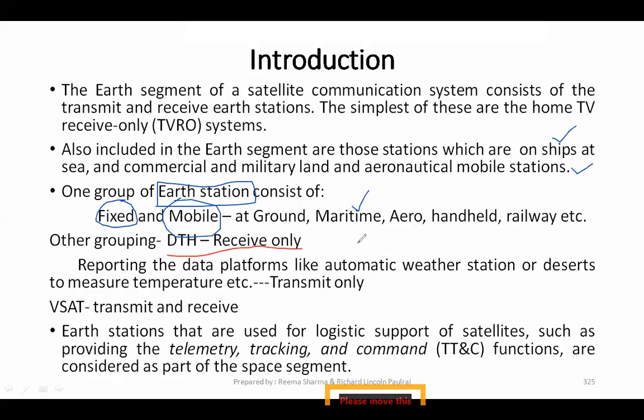Normally in our television systems, do we transmit anything to the satellite? Students, you can unmute and respond. Do we transmit any information to the satellite while watching the television? Yes or no? Anisha, do we transmit any information to the satellite from the television? Anisha Devi?